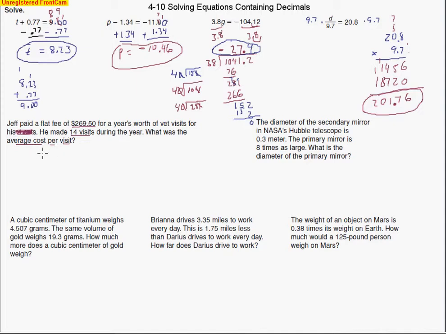So average cost per visit, if I was to set up an equation, we don't know what this average cost per visit is. But if we take that and multiply it, we'll call it C for average cost per visit. So I'll say that this value right here, including that per visit there, equals C. So average cost per visit. So 14 visits times the average cost per visit equals $269.50. So now what I'm going to end up doing is solving by dividing. So I'm going to divide by 14 on both sides. So when I do that, I set up my division problem, 269.5. Now I'll bring the decimal point straight up and start doing the division.